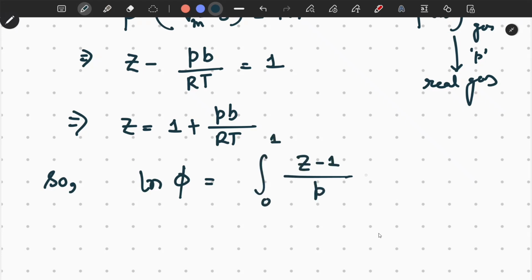Z minus 1 by P dP. So it is Z minus PV by RT. So it is B by RT.